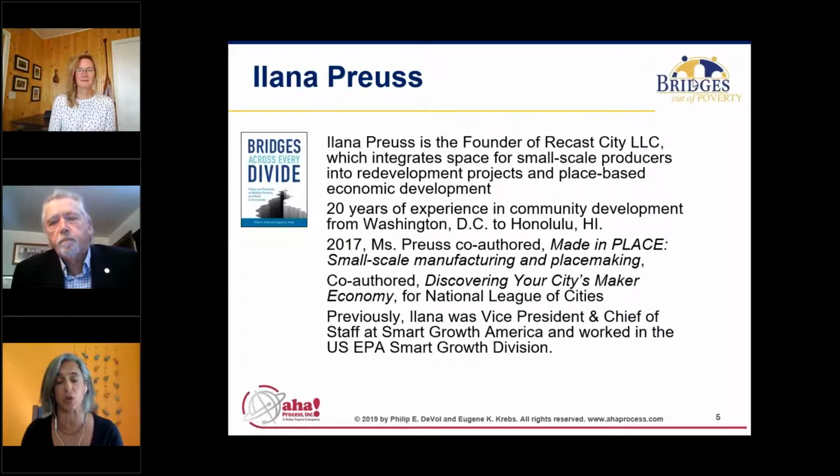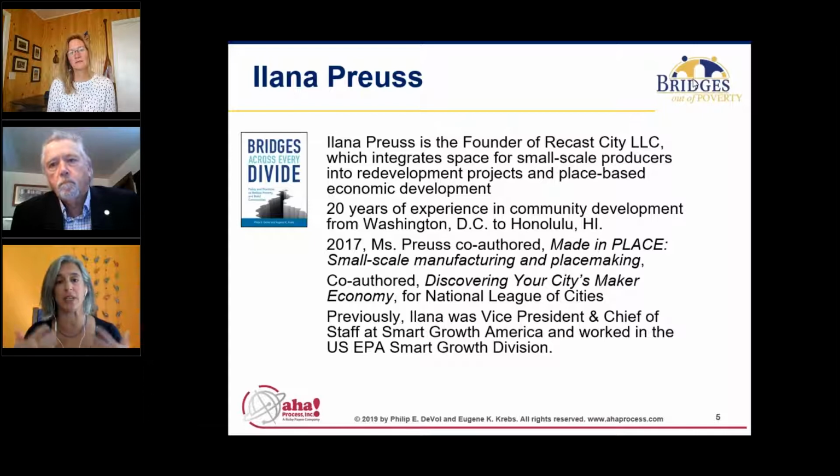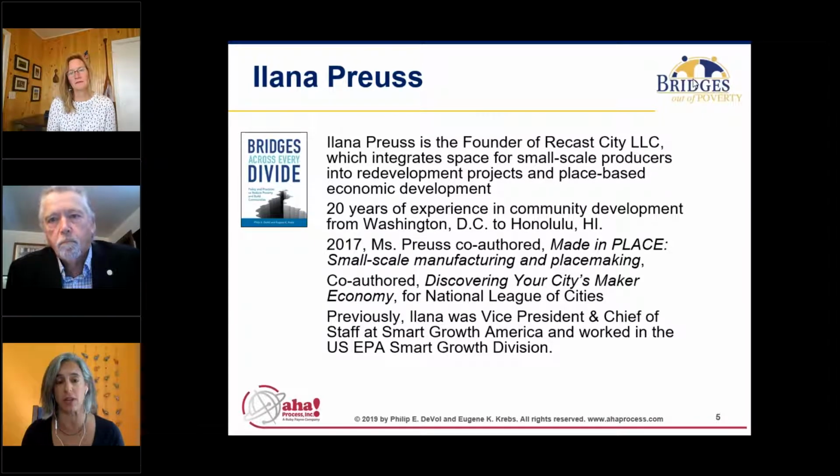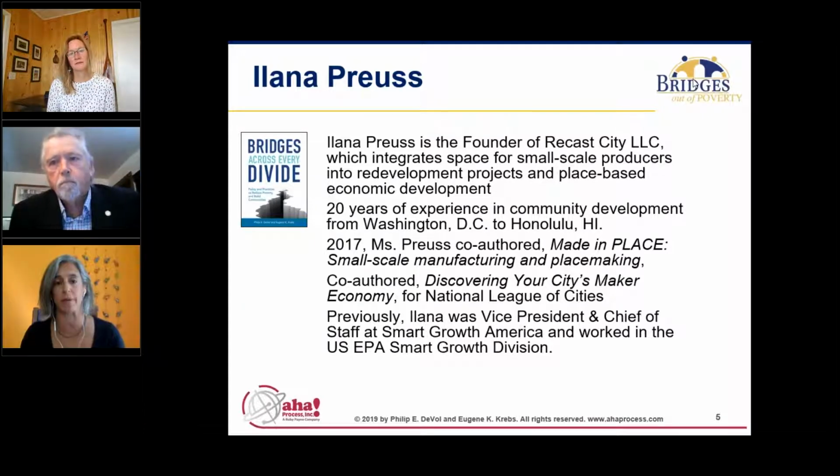lot of communities. And so I work with communities and with real estate developers to bring these businesses back into downtown, but also to support them through business development programming, and to make sure we're doing it in an equitable and inclusive way to create more opportunity for more.